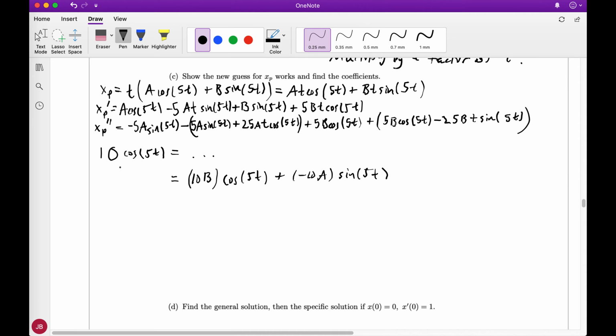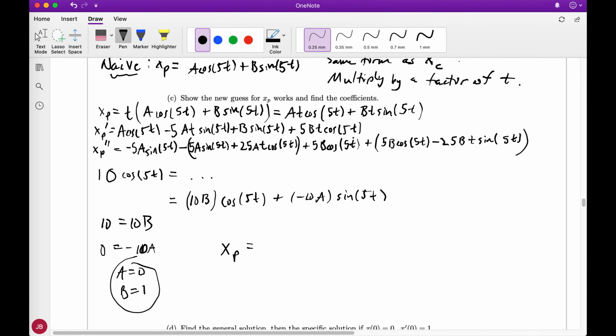All right, so what that tells us is that 10b has to equal 10. Coefficients of cosine have to match up, and similarly the coefficients of sine have to match up. Well, there's a 0 over here, so that means that minus 10a has to be 0. And so a is 0, b is 1. And so that tells us that xp is 0 times t times cos 5t plus 1 times t times sine 5t.